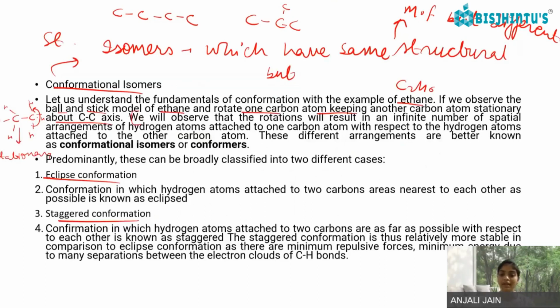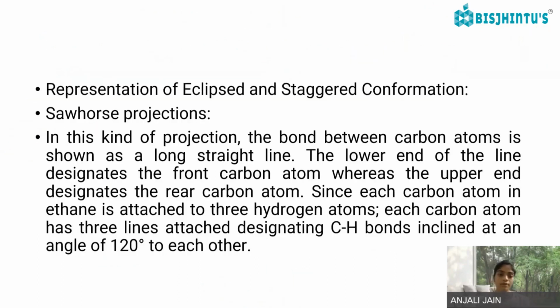The staggered conformation is thus relatively more stable because minimum repulsive force and minimum energy are there, therefore maximum stability is there. Therefore minimum energy is required to separate the electron clouds of the C-H bonds, because in this staggered conformation they are as far as possible. If this C-H bond is here and this C-H bond is there, they are far apart, so the electron clouds of this partial positive and this partial positive are easy to separate. So minimum energy is required for the separation of C-H.